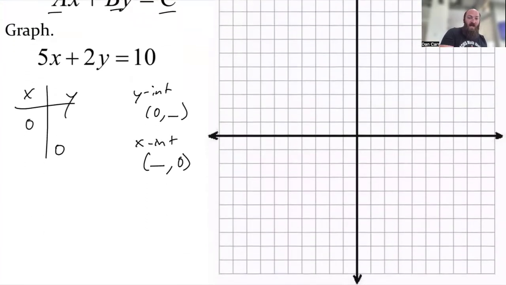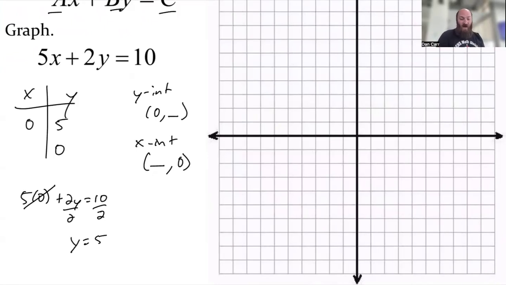So what I can do is I can plug those in real quick and solve for the other value. So for example, 5 times 0 plus 2y equals 10. That actually is just going to go away. So we get 2y equal to 10. So if I divide by 2, y comes out as 5. So 0 is x, y is 5.